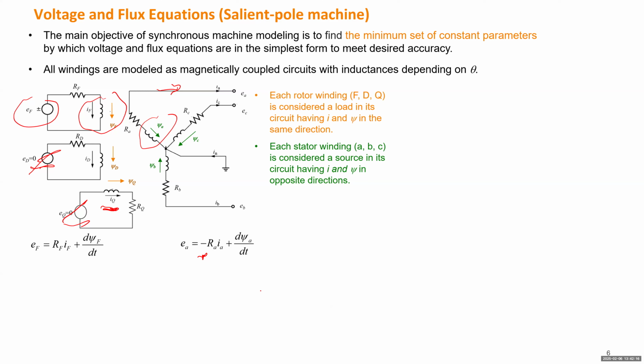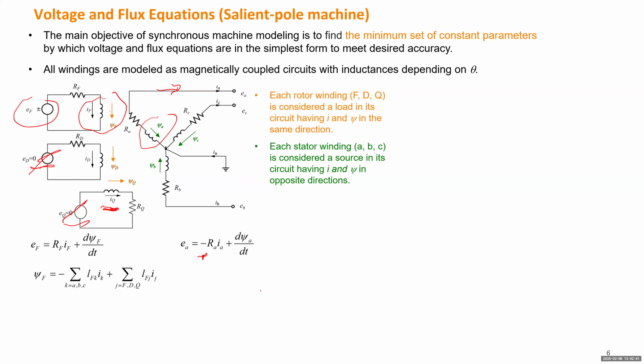So you can definitely write down the equation for the D winding, capital D, capital Q, and for B and C. They will be the same. You just change the letter. You just change F to D or change F to Q. That will give you the equation for the other two rotor windings. And similarly, you can replace A by B and C.